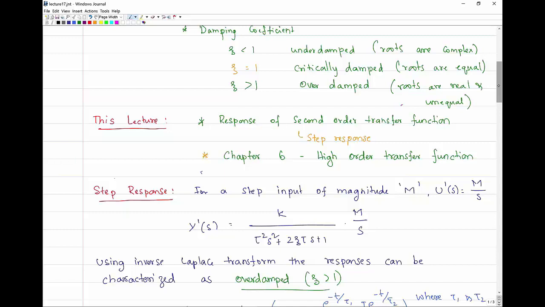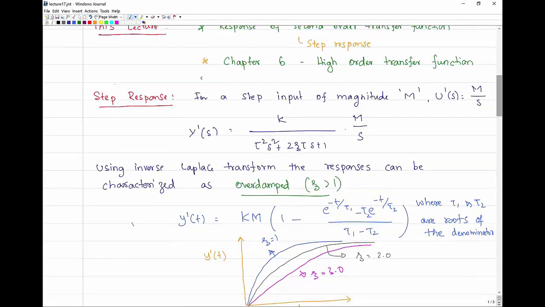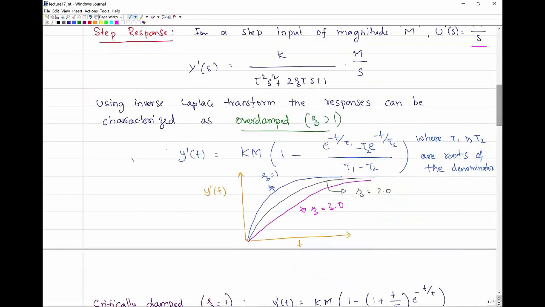So let's start with the step response of a second order transfer function. Let's assume that the input is a step input of magnitude m. We go through the standard exercise of multiplying the transfer function with the Laplace transform of the input. If zeta is greater than 1, this is the response in time domain of a second order transfer function.